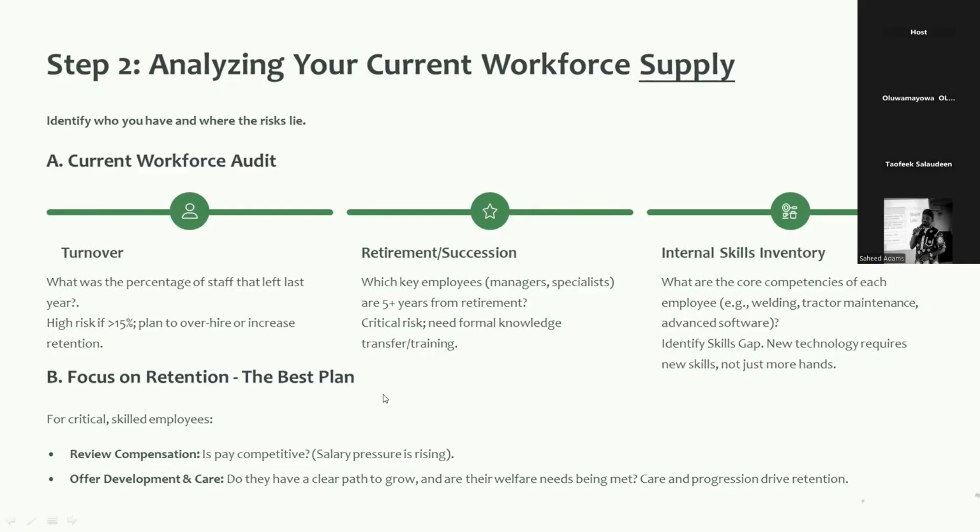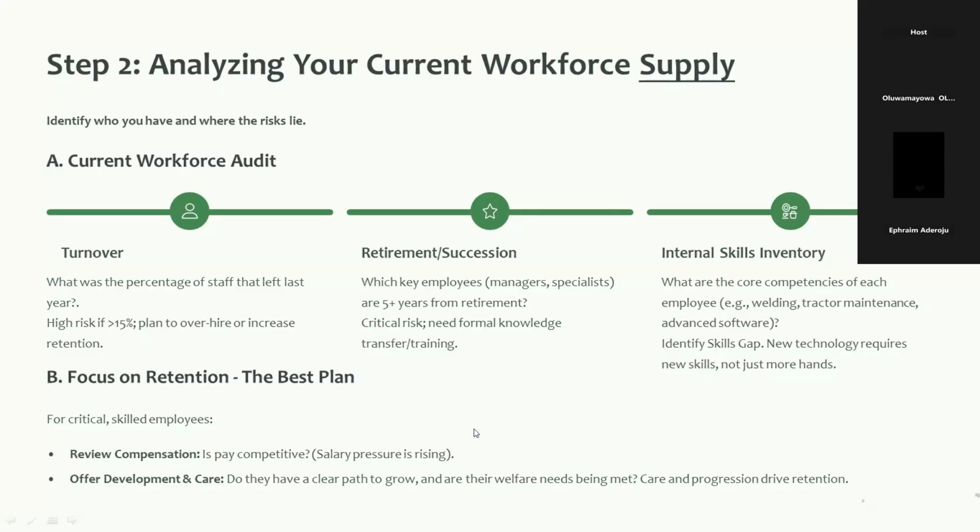Then another area that we need to analyze is the internal skills inventory. What are the core competencies of each employee? Is it that what this one can only operate is the tractor? If this one can only operate tractor and maintenance, and this one can do this, or somebody is advanced in software, we need to identify the skill gap. As technology is increasing and agribusiness is moving towards new innovations, we also need to grow together.